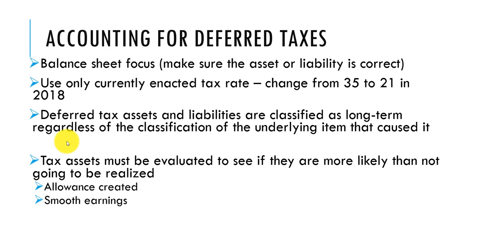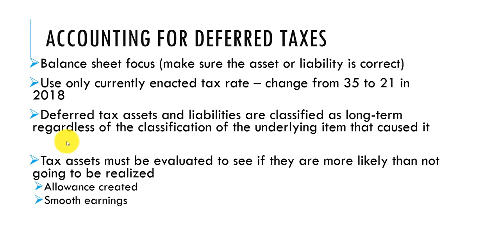There was a change, meaning that every asset and liability having to do with taxes needs to be adjusted in 2018 to the 21%, because that's what that future benefit or future taxable amount is going to be at, 21, not 35. Deferred tax assets and liabilities are classified as long-term, regardless of what the items have to do with. So FASB simplified this for years going forward, and everything is long-term. There will be no more current deferred tax assets or liabilities.